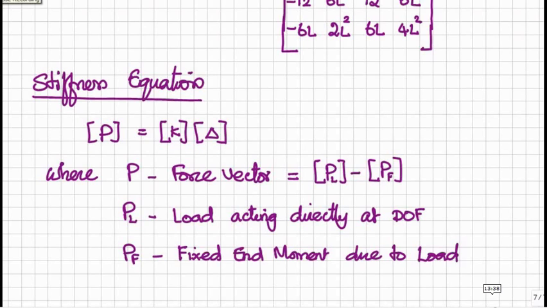But the force vector P is actually having two parts, PL minus PF. PL is actually the load acting directly along the degree of freedom. PF is the fixed end moment due to the span load. That we will see in detail while solving the problem.